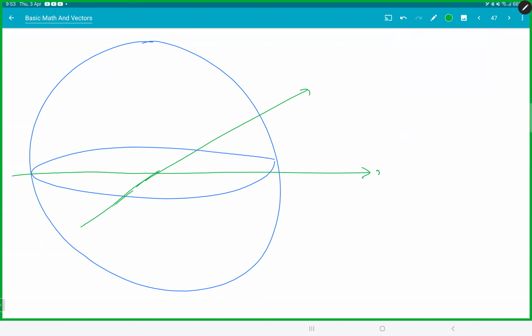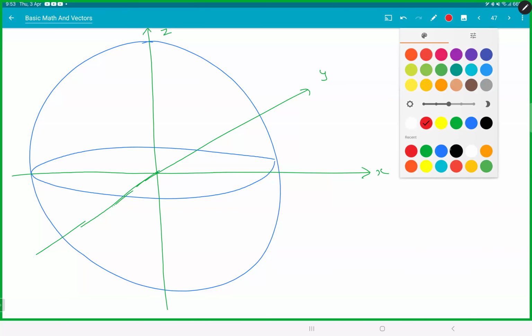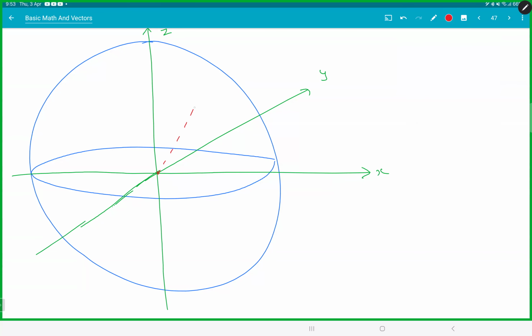So let's say this is X, this is Y, and this is Z. So I'm putting polar coordinates with the Cartesian coordinates. From here, we have a random point somewhere, r, theta, phi. Can you find X, Y, Z coordinates for this? So P is a point on the sphere.